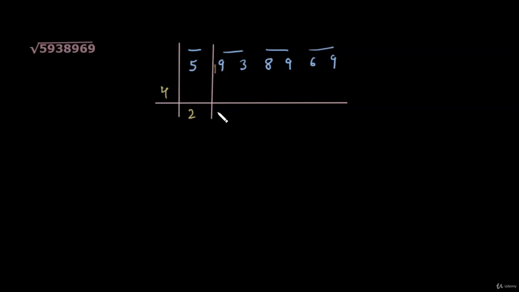4 can divide 19 4 times, 16, and the remainder is 3. We place this 3 before the next dividend number. Now 33 is the next dividend number. And from 33 we have to subtract the duplex of 4, that is 16. So 17. Now 4 can divide 17 4 times, 16, and the remainder is 1. We place this remainder before the next dividend number.